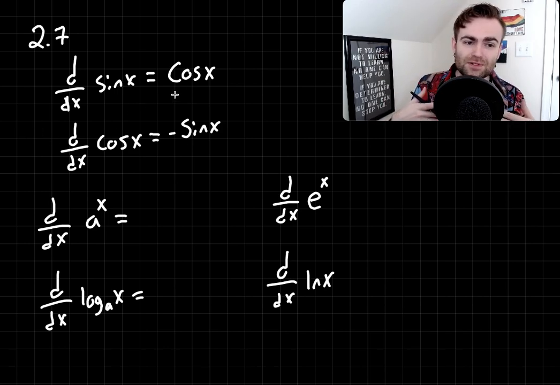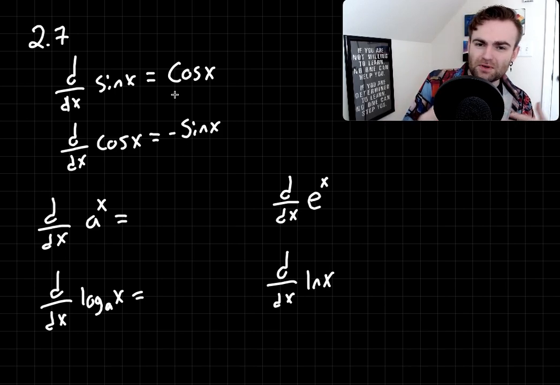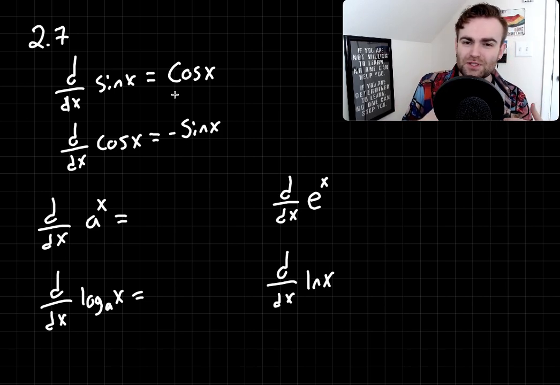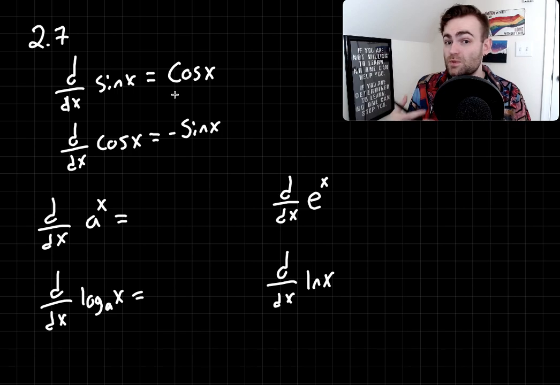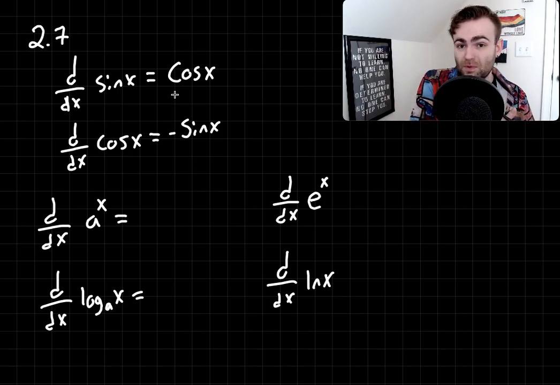So their derivatives kind of match up and are very, very similar to one another, which is really, really cool. And after a certain point, you'll have the same derivative as what you started with, which happens when you translate by a certain amount with sine and cosine.